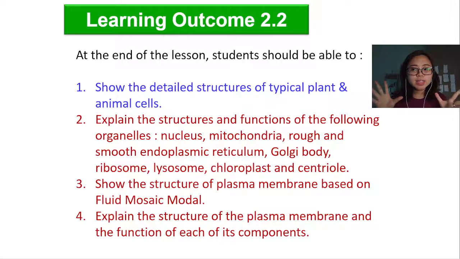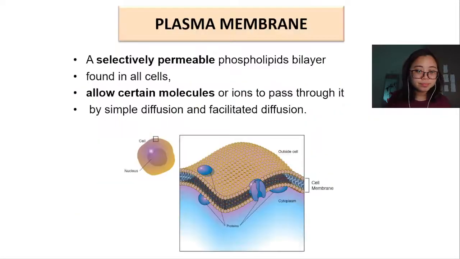Now, if you realize, we talk about a lot of organelles, but we are forgetting one more important organelle, which is the plasma membrane. And we will talk in detail about the plasma membrane now. Okay, so what is the plasma membrane? I'm sure you already know. This is the layer on the cell, okay? Make sure that the cytoplasm stay in one place.